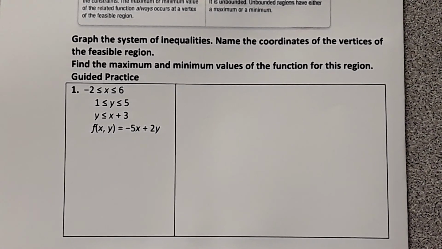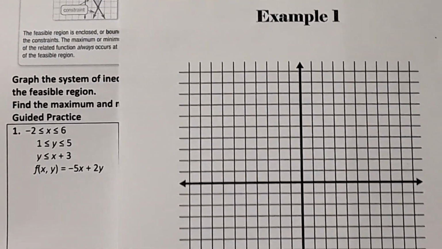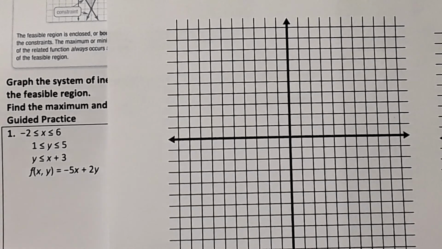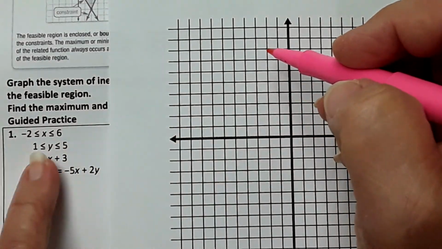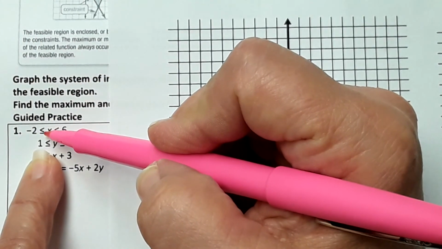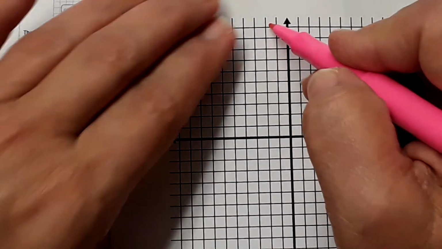So, negative 2 is less than or equal to x, which is less than or equal to 6. Let's see if I can get both of these. So, I'm going to do example 1. Negative 2 is less than or equal to x, which is less than or equal to 6. That means we're going to have a solid line at negative 2 and a solid line at 6, and we're going to shade in between those. So we go to negative 2, and it's a solid line. We know it's a solid line because of the line underneath the inequality. Okay? So let's go to negative 2 and draw a solid line.